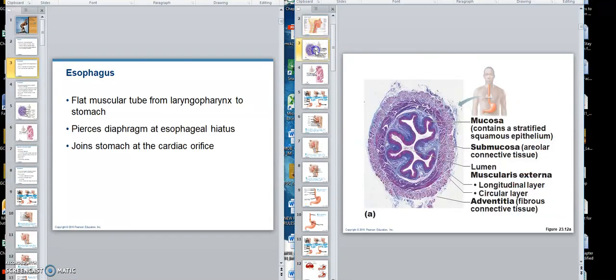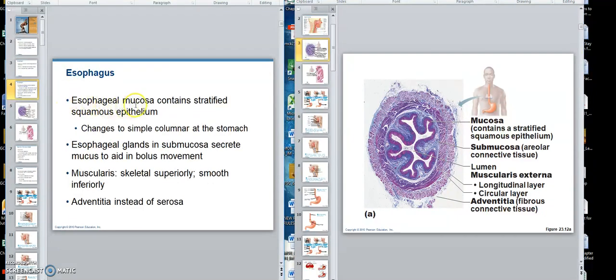All right. So what do we have here? It's a flat muscular tube from larynx to stomach, pierces the diaphragm at the esophageal hiatus, joins the stomach at the cardia region. And we're going to get to the stomach in a little while. All right, let's go further. The esophageal mucosa contains a stratified squamous epithelium, which changes to simple columnar at the stomach. Remember, stratified squamous is more to handle abrasion. Columnar is more for absorption.